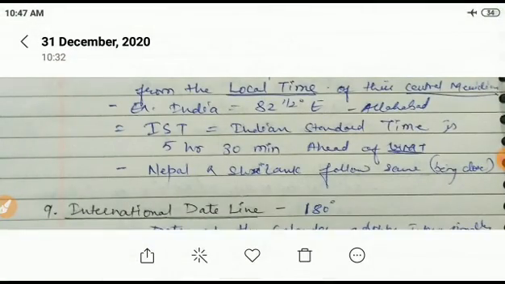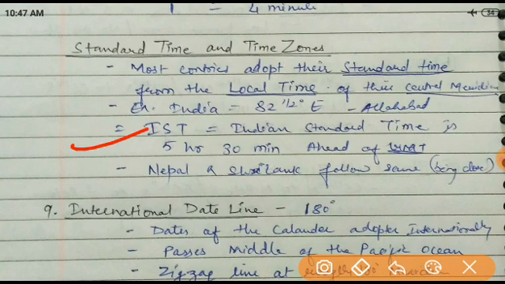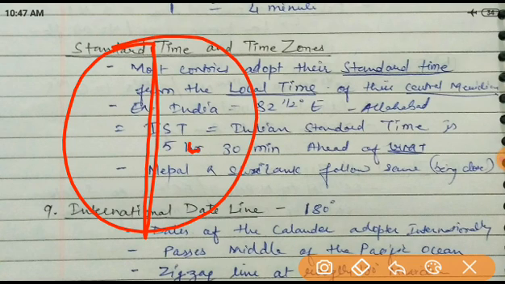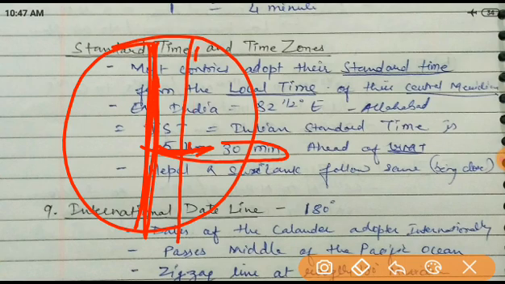Here you can say it is called IST, Indian Standard Time. How much is the difference? 5 hours and 30 minutes from where? Now see, this is the prime meridian, and India is located here. The distance from this main line is 5 hours and 30 minutes, the difference from Greenwich Mean Time, and this is our 82 and a half degree. Okay, it is 0 degree. I hope it is clear.